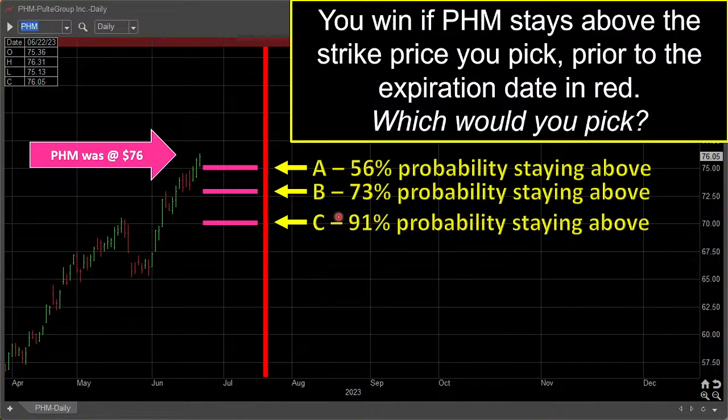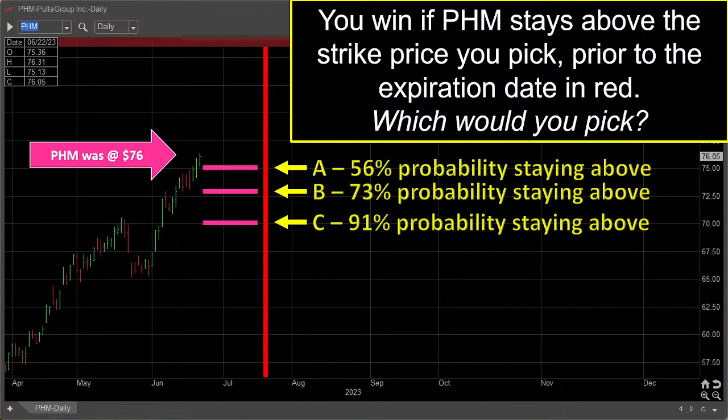Now, what I want you to do in the chat, be honest, without knowing anything else about trading: if I came to you and said, hey, I'm going to give you a trade that has a 56% chance of winning, a 73% chance of winning, or a 91% chance of winning, which one would you pick? Be honest. Knowing nothing else other than, hey, I've got a 91% chance, a 73% chance, or a 56% chance of making money, which one would you pick? All right, 91%, 91%, 91%.